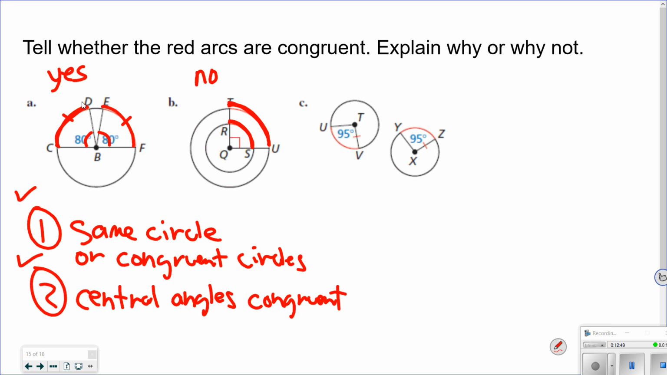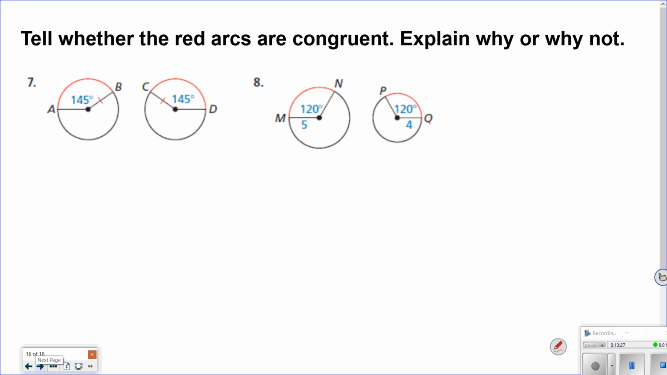Okay, look at C. So again, our two requirements, are they the same circle? No. Are they congruent circles? Well, if you look at this, it shows that this radius is equal to that radius. That was that previous theorem we just went through. It says if the radii are the same, then they're congruent. So number one's checked off. Number two is, do they have the same central angles? Well, that one's 95, and that one's 95, so number two is also checked off. So this one would be yes, and why is because the two circles are congruent and their central angles are also congruent. You guys pause it for just a second, take a look at these two.